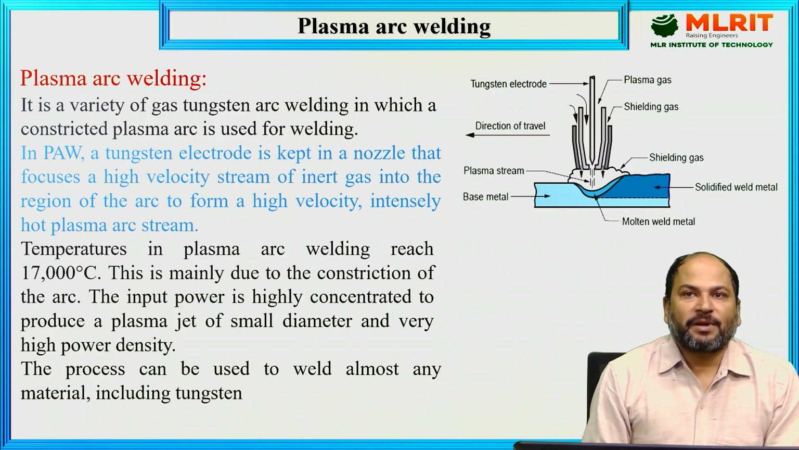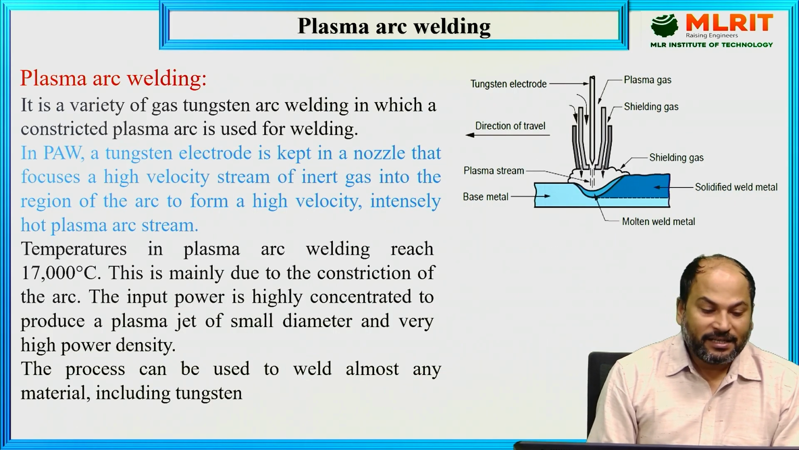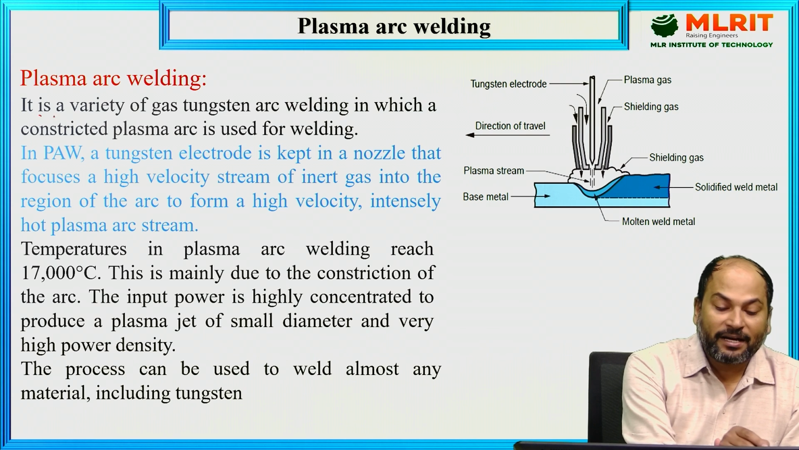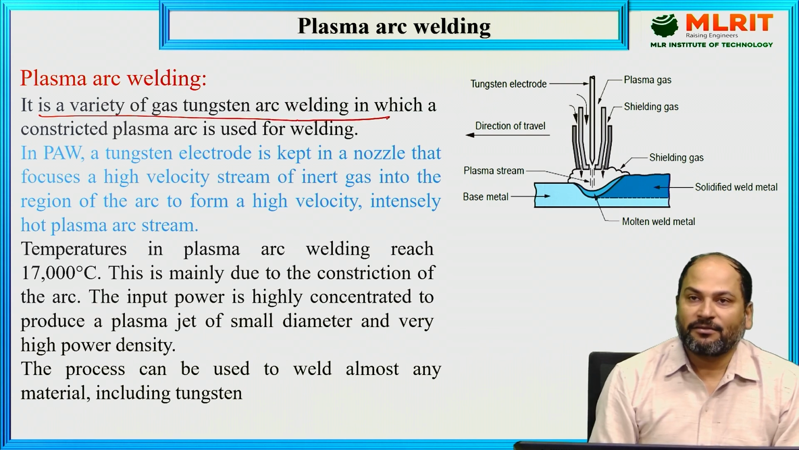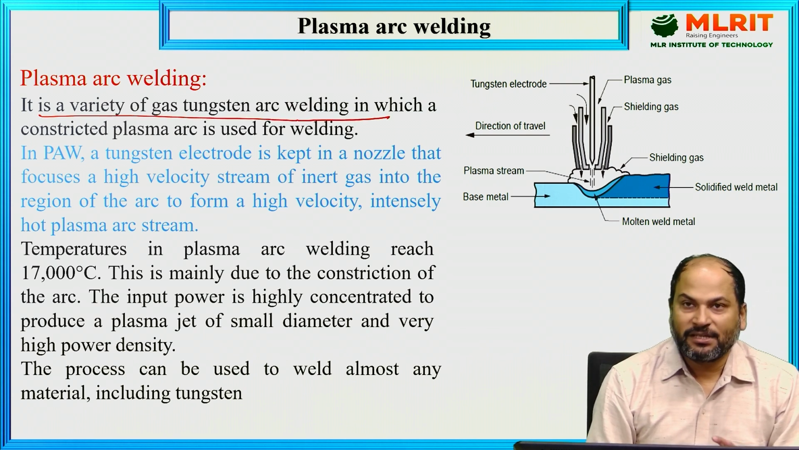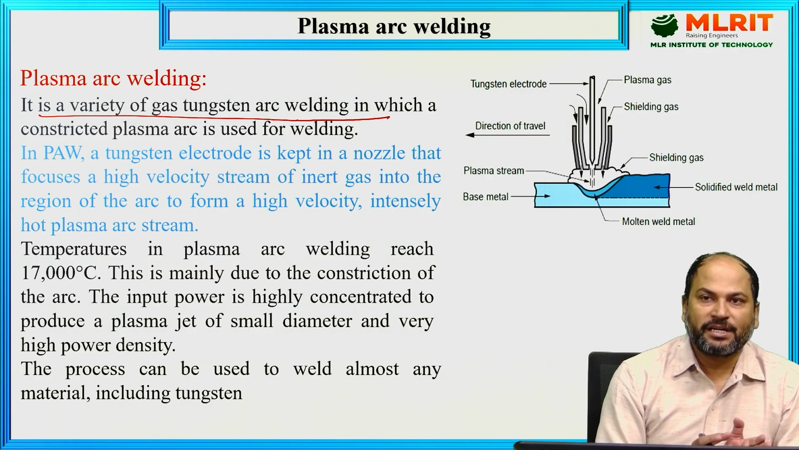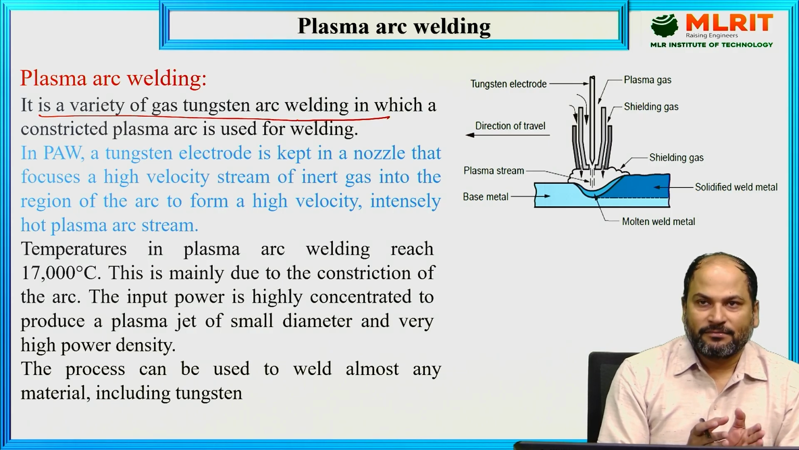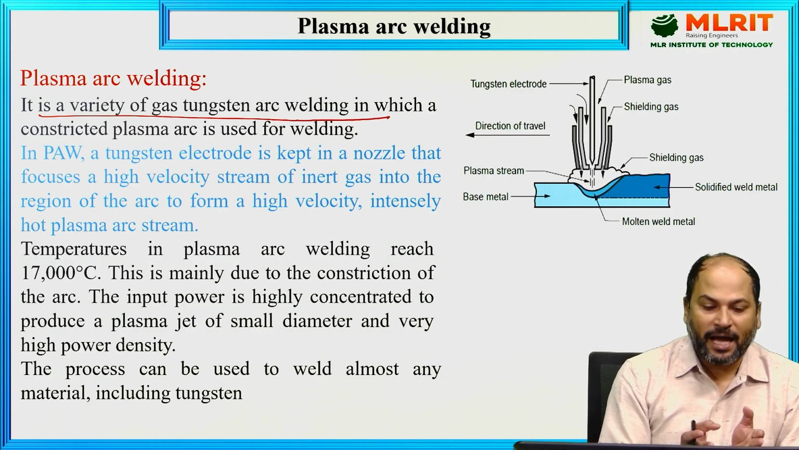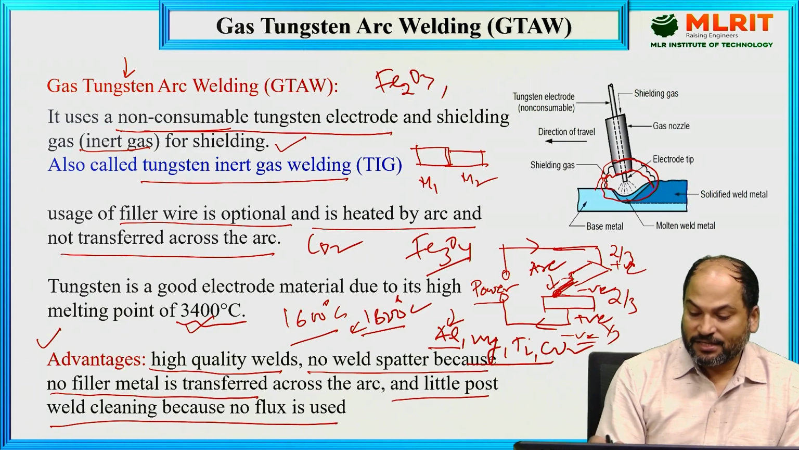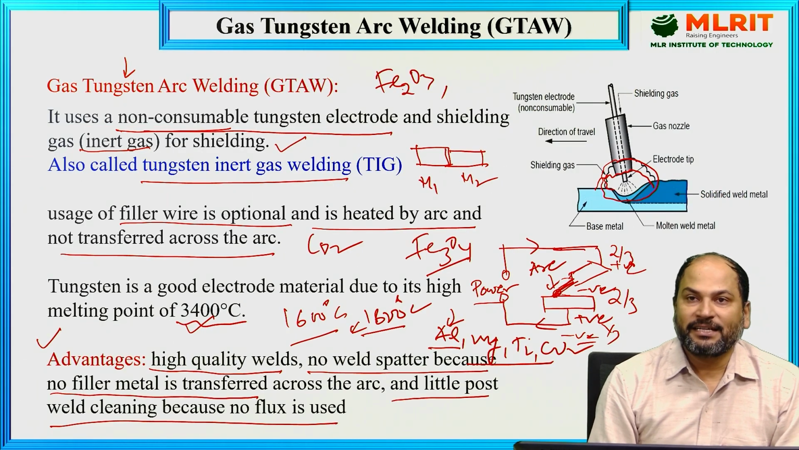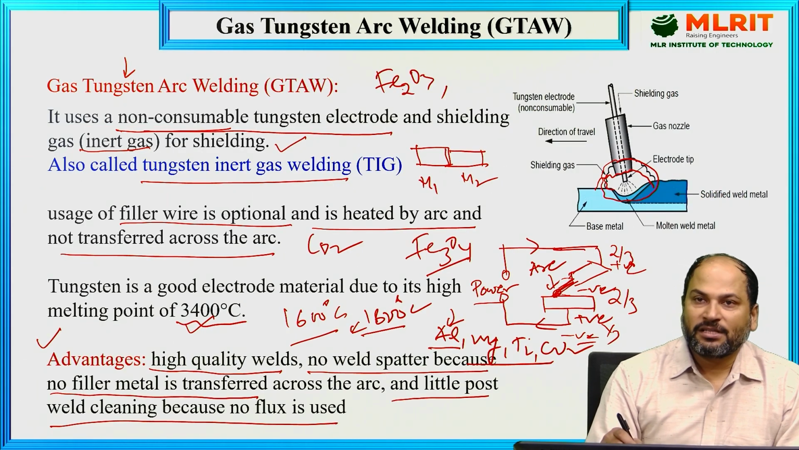Next process is plasma arc welding. At the start itself, I told you it is one of the varieties of gas tungsten arc welding. Everything is the same. Everything is the same means here also we need to create the arc, as it is arc welding. So we have to create the arc just like this one. Once the arc is created, the remaining things are the same.